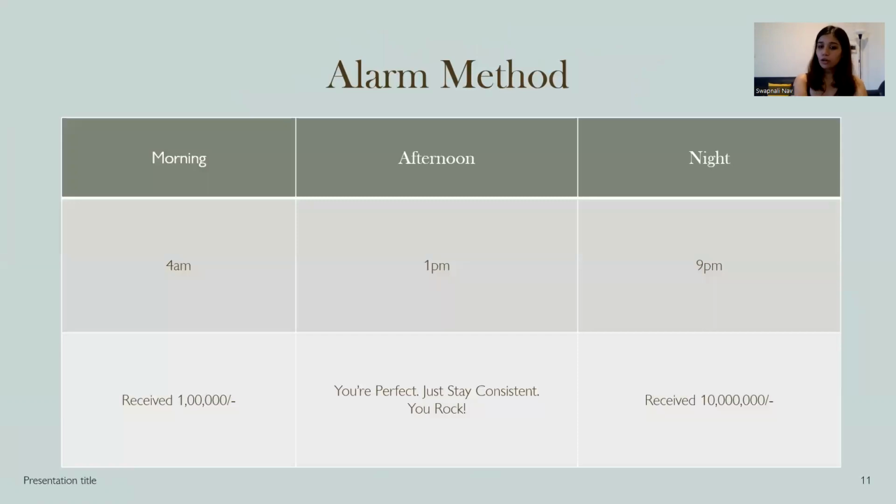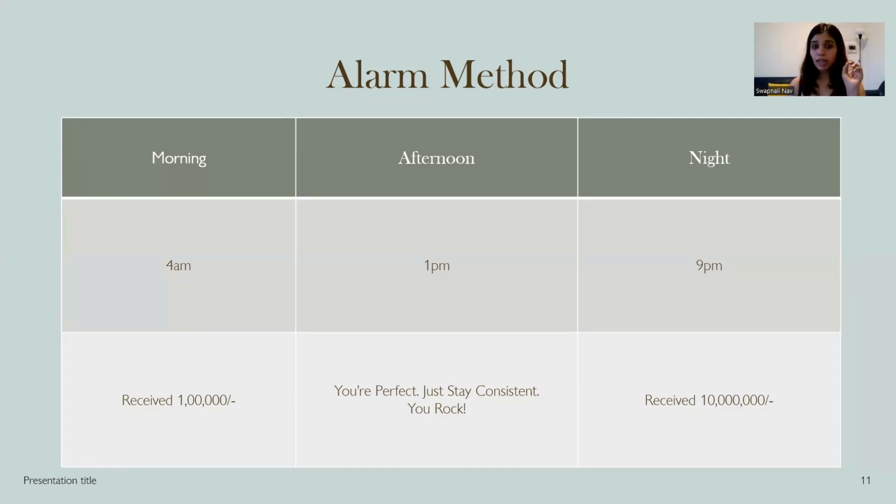So here's what you are going to do. For this alarm method, you are going to be needing your phone, and you are going to be setting 3 alarms. Now, depending on at what time you wake up in the morning. I wake up at 4 a.m. So obviously I need an alarm to wake up. So my first alarm is going to be at 4 a.m., the alarm to wake up basically.